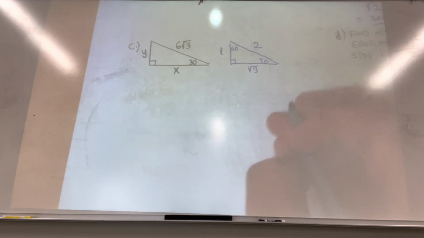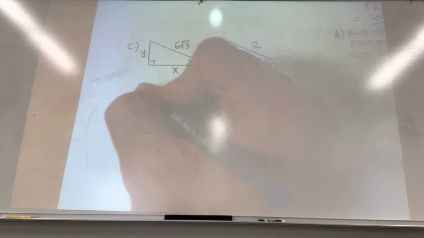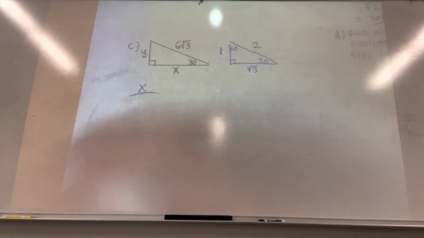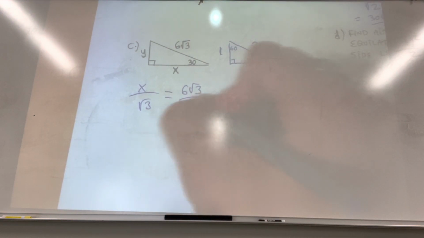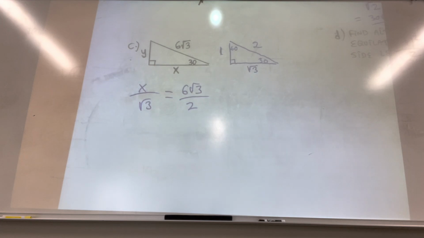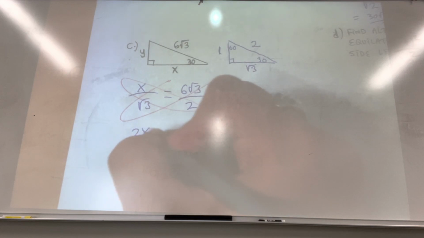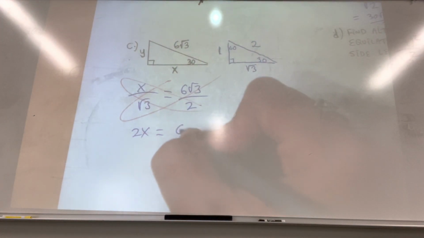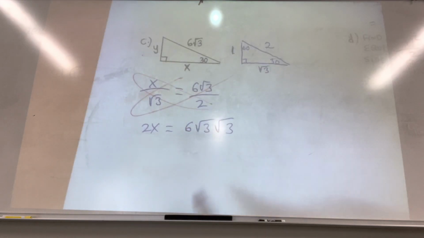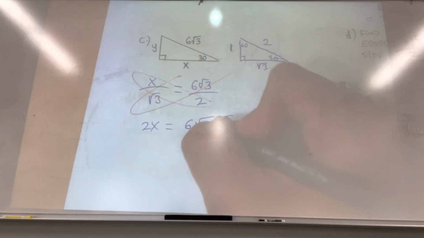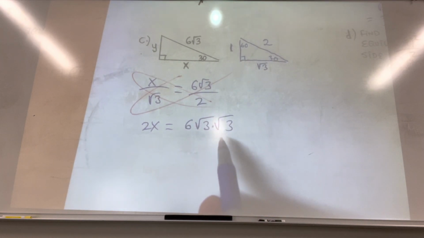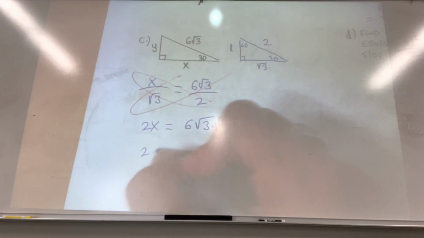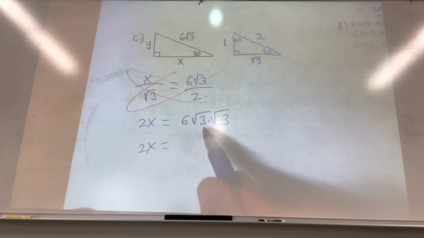Okay? You ready? So I'm going to start with x. X over radical 3 equals 6 over 2. So I'm going to cross multiply, and I get 2x is equal to 6 radical 3 times radical 3. Is that right? Now, don't worry. Guys, what's square root of 3 times square root of 3?